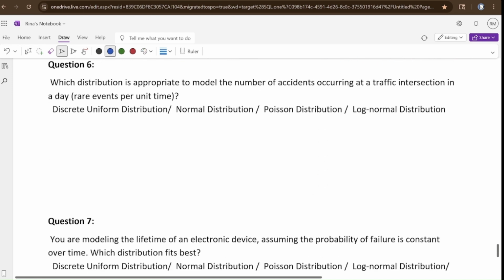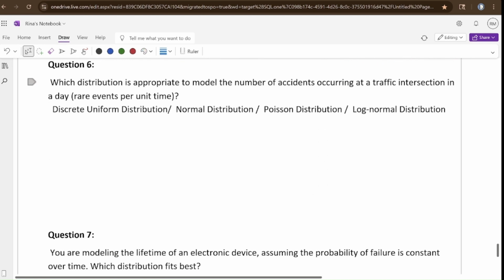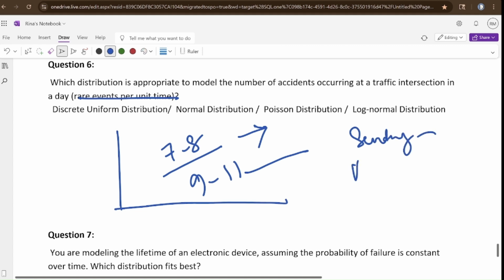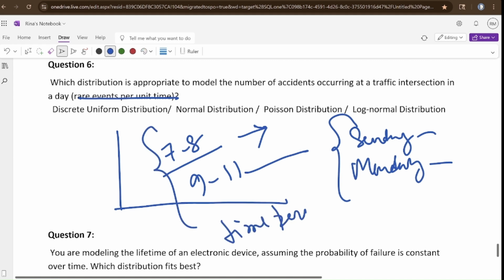Next one, which distribution is appropriate to model the number of accidents occurring at a traffic intersection a day? See, per unit time. When you do these types of calculation, that may be from 7 to 8, how many accidents have happened. From 9 to 11, or maybe on Sunday, how many accidents. Or maybe on Monday, how many accidents. When you are just considering the time period, then you have to go for Poisson distribution.